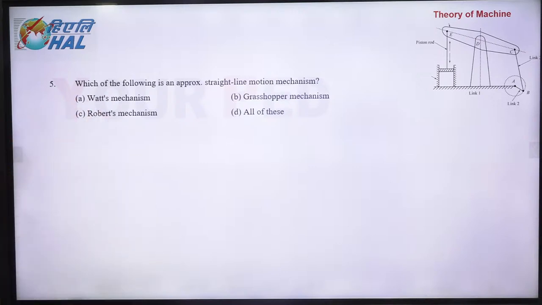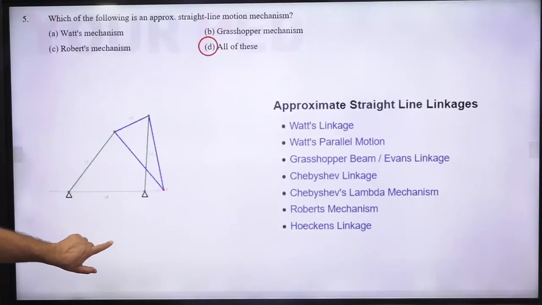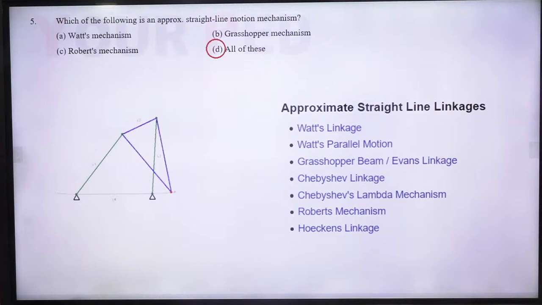Watt's mechanism, Robert's mechanism, grasshopper mechanism. You need to remember certain mechanisms: Watt's mechanism, Robert's mechanism and grasshopper mechanism. All of these are straight line motion mechanisms. All of you have to remember them like that. So this was a zip file, but I don't know, it is not playing as of now. So approximate straight line linkage mechanisms are these.